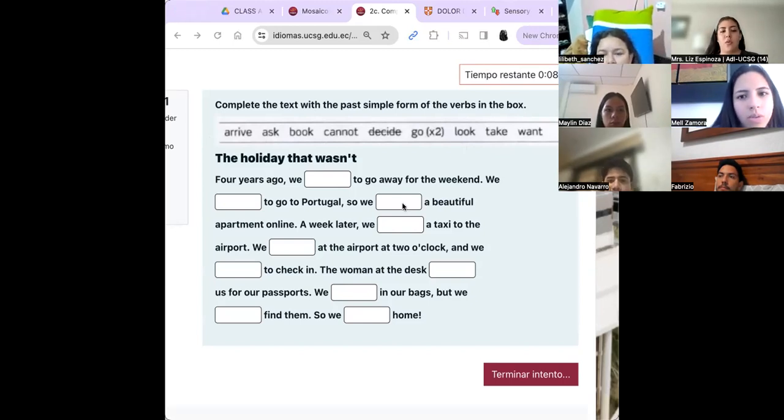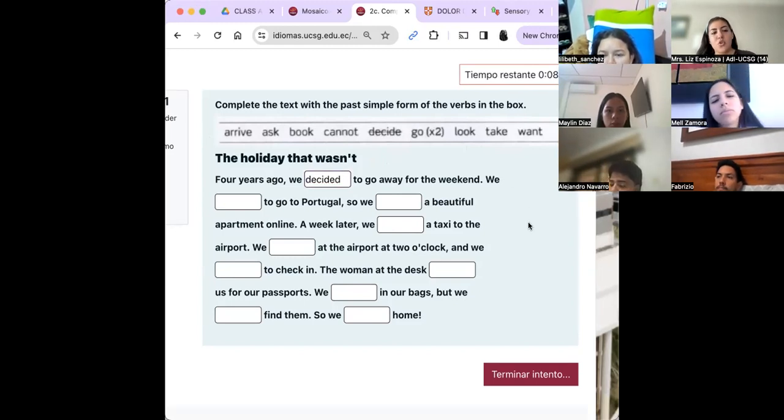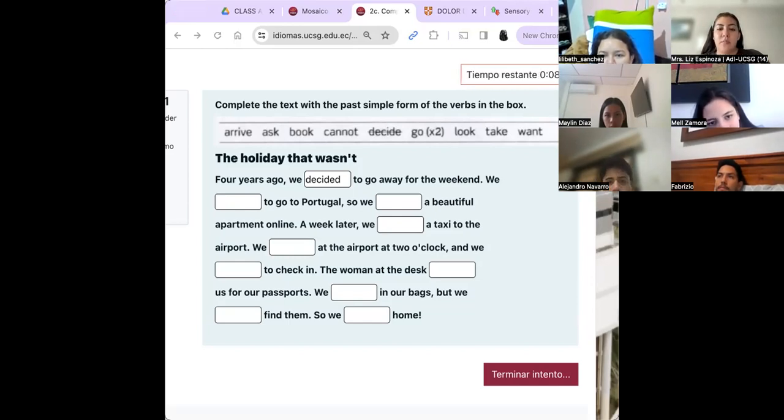Went, that is, go. When to go. Actually, the first one is already given to you. It's decide, the one that is crossed out. It says like this: we decided to go away for the weekend. So in this case, this was the example. You have the verb in base form, in infinitive, and you have to change it into past simple and put it in the right place. So two things you have to do: conjugate and put in the right place. Then, we to go to Portugal. Want. And in past? Wanted.